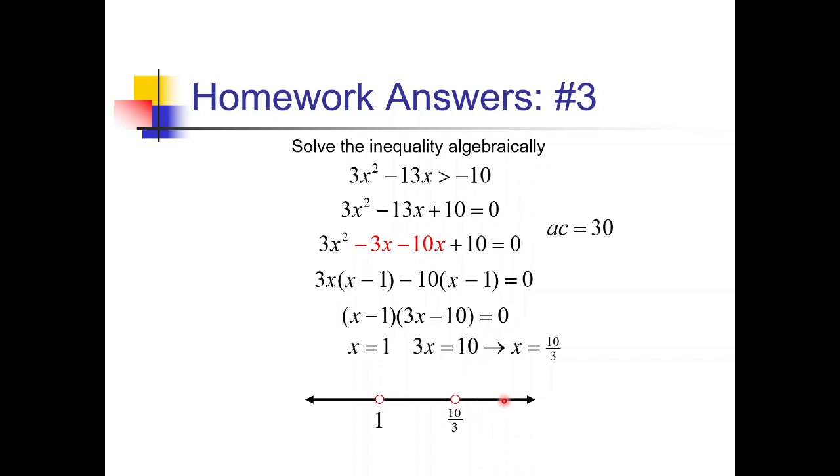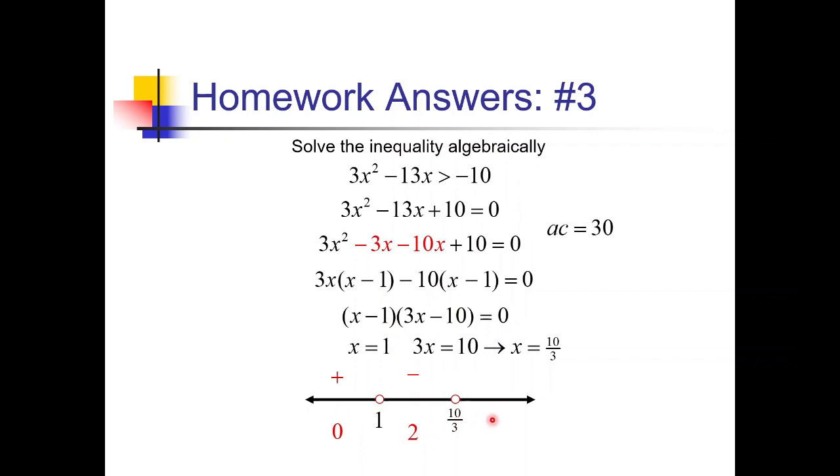Now let me do some sign analysis by plugging some values from each of these regions into the factored version of this inequality. So we've got something less than 1. I think 0 is pretty easy. 0 minus 1 is negative. 3 times 0 minus 10, still negative. So that's going to be negative times a negative, which is positive. Next, we have a number between 1 and 10/3. 2 is pretty easy. 2 minus 1 is going to be positive. 3 times 2, or 6, minus 10 is negative. Positive times a negative is a negative.